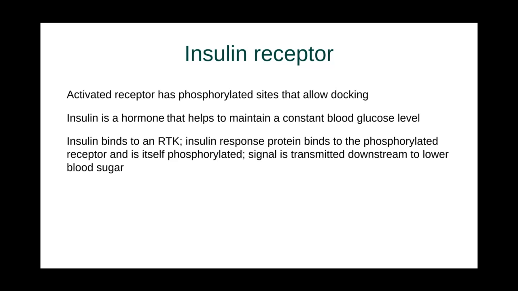If it gets too high, or too low, it's bad. You kind of got to keep that happy medium. Insulin is what keeps that happy medium of your blood glucose levels. Now, insulin itself binds to RTK. The insulin response proteins then bind to a phosphorylated receptor, and then it itself is phosphorylated, and then the signal is transmitted downstream to lower blood sugar.